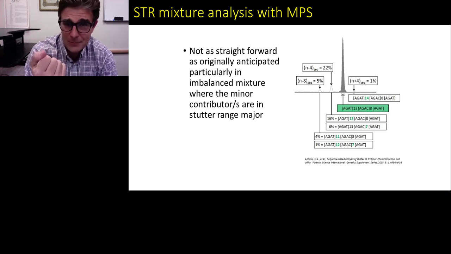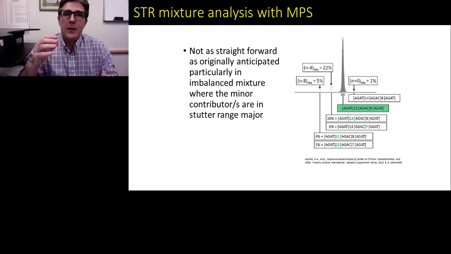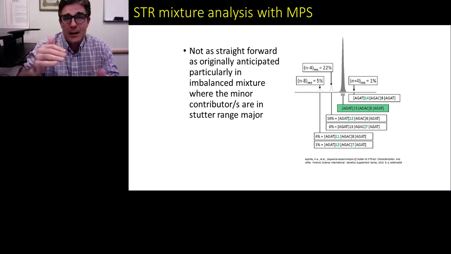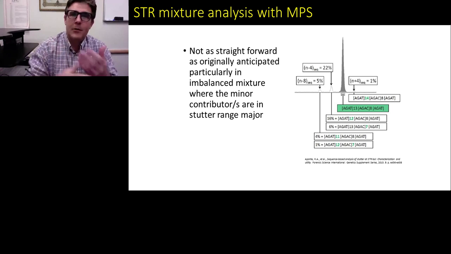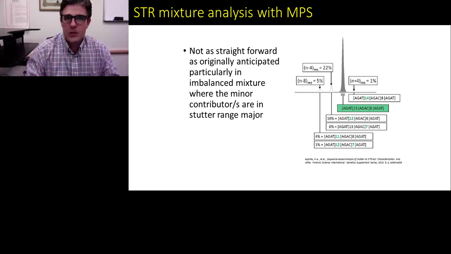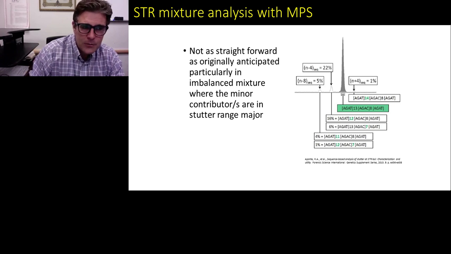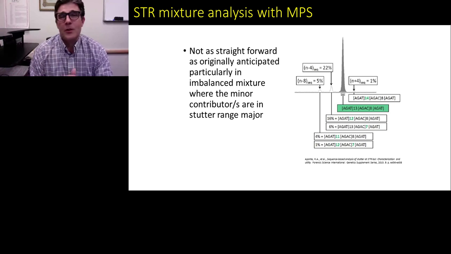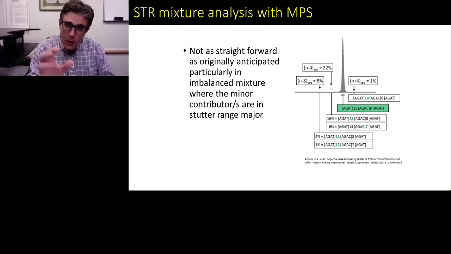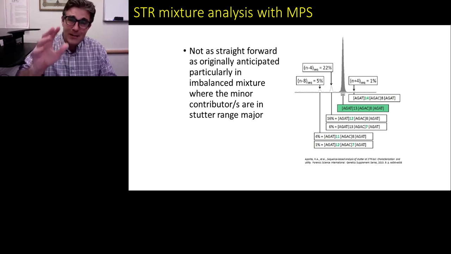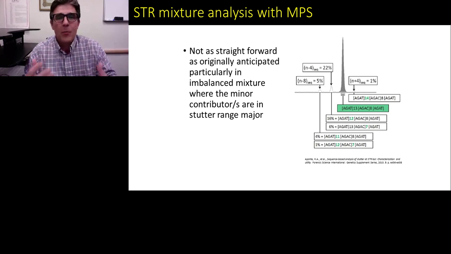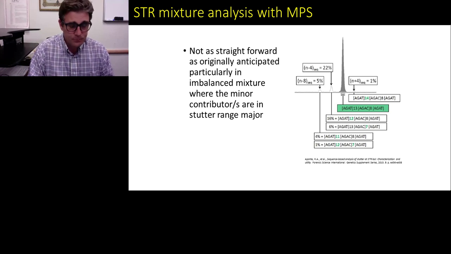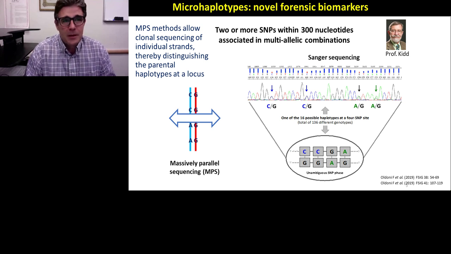So if you can imagine that there's a minor contributor there, whose DNA is at the level of the stutter, it gets really difficult to interpret which allele is an actual allele versus a stutter, obviously, if it's in stutter position. So although massively parallel sequencing has the potential to increase the capability of deconvoluting mixtures, it still has a lot of challenges. And to model these different types of artifacts in probabilistic genotyping is very complex. It's not something that's really straightforward. And this is where microhaplotypes come in.